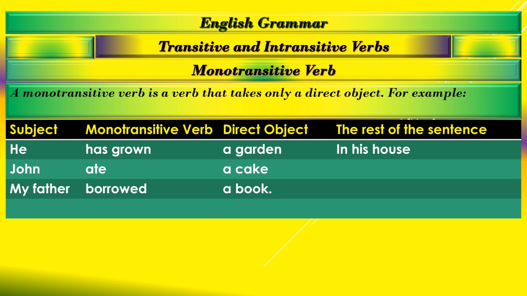John ate a cake. Ate here is monotransitive because it has just one object and that is a direct object. My father borrowed a book. Here borrowed is a monotransitive verb and a book is a direct object.